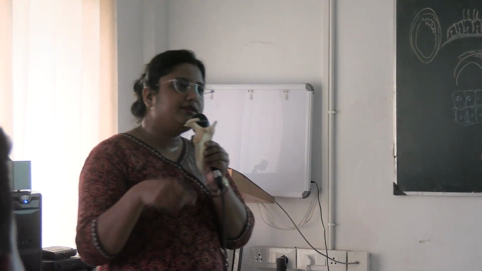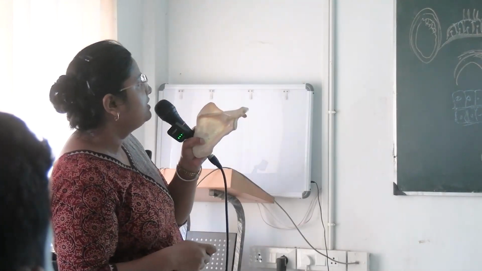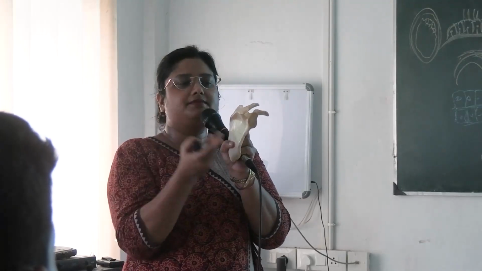Next we will discuss these processes in detail and their attachments. Okay, first is the spine of the scapula. This triangular shelf-like projection is the spine on the posterior aspect. The spine has 2 surfaces. This is the superior surface, here is the inferior surface.